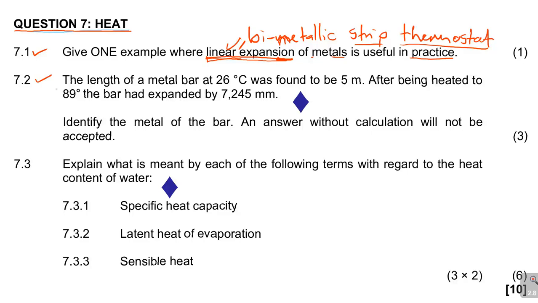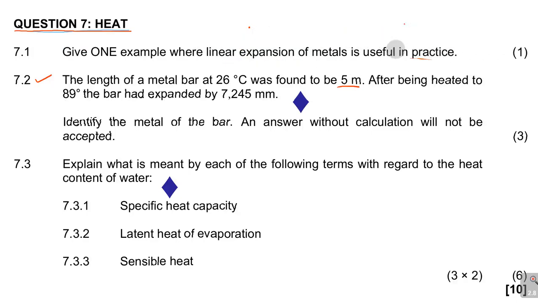7.2 says the length of a metal bar at 26 degrees was found to be 5 meters. After being heated to 89 degrees, the bar expanded by 7,245 millimeters. Let me remove the first part so that we can focus on this question. It says the length of a metal bar at 26 degrees was found to be 5 meters.